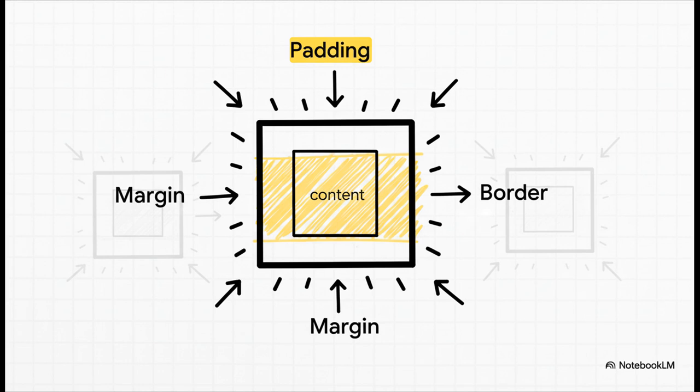Right at the very center, you've got the content itself, your text or your image. Around that, you have padding. Think of padding as internal breathing room for the content. The border is that visible edge that goes around both the content and the padding. And then finally, you have the margin. That's the external space that pushes other elements away. Understanding the difference between padding on the inside and margin on the outside is a really foundational step.